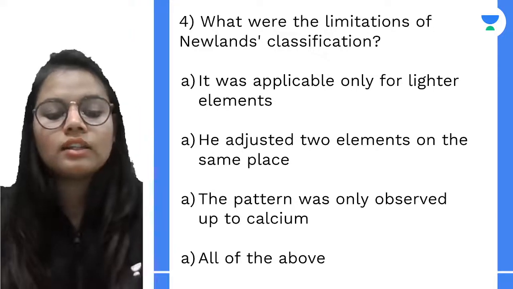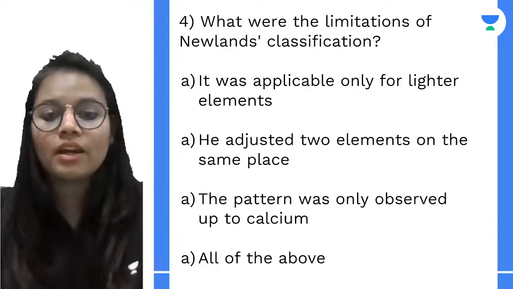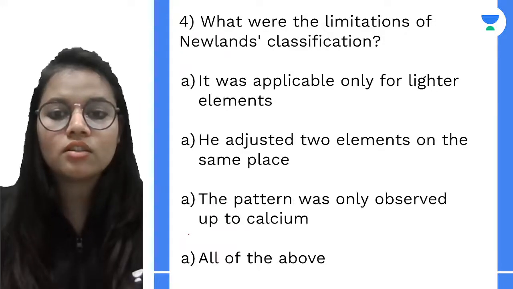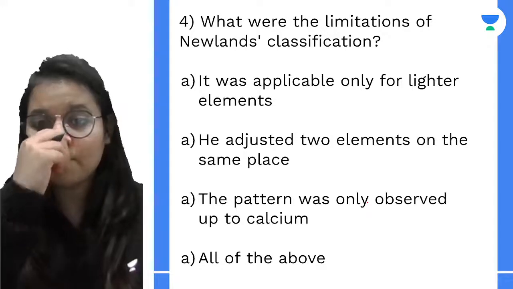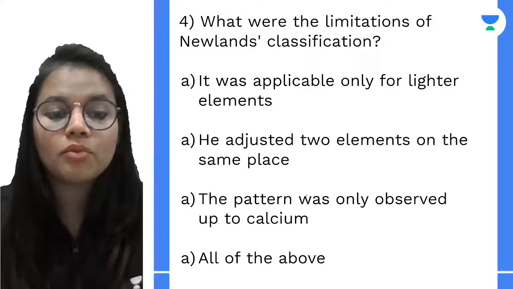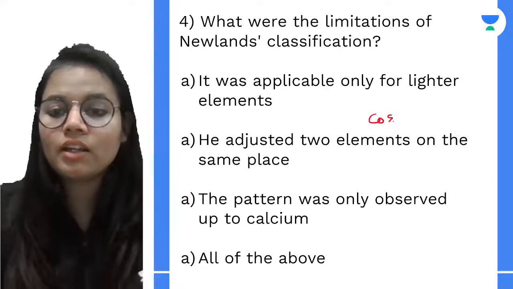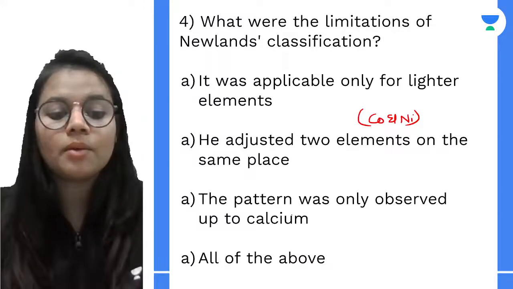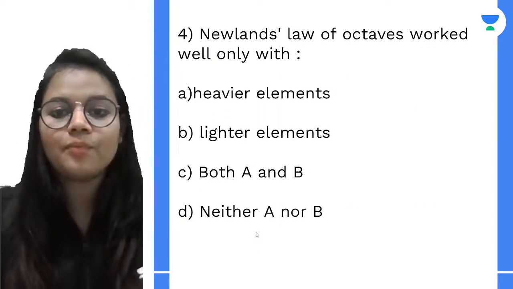All right. The next one was, what were the limitations of Newland's classification? So students, please try to answer this question. What were the problems faced by Newland's classification? Let's see the options. First of all, it was applicable only for lighter elements? Yes, the lighter elements were brought together. Then he adjusted two elements in the same place, cobalt and nickel. Correct. And the pattern was observed only up till calcium, so that is also correct, which makes all the above options the correct answer.